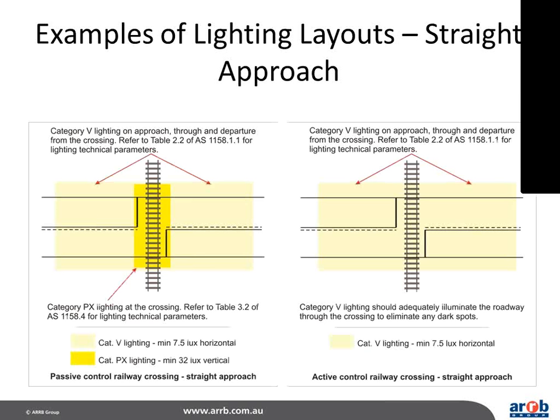These are just some of the different types of lighting layouts that you could consider. The two different types of approaches are a straight approach and a curve approach. At a passive crossing, you want to light the approach as well as the crossing itself. On an active crossing, you look at only lighting the approaches, and you only consider lighting the crossing itself if there are any dark spots, or it might enhance the road safety of the crossing by providing lighting at an active crossing.